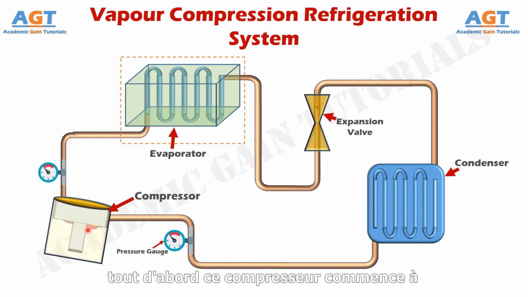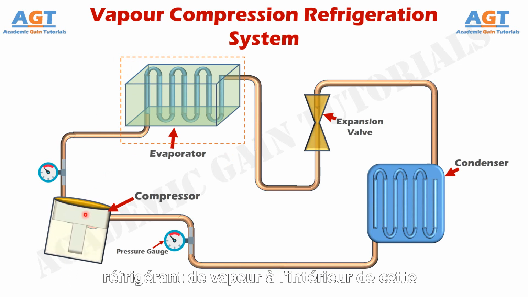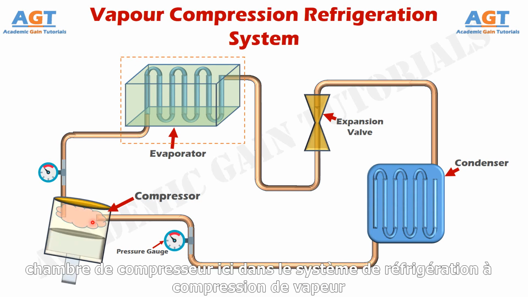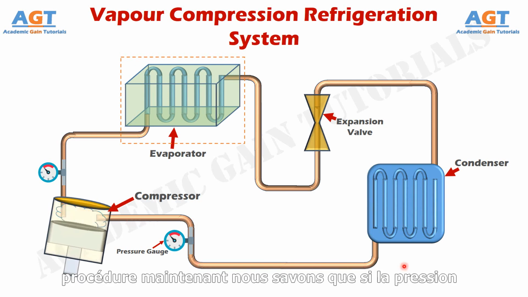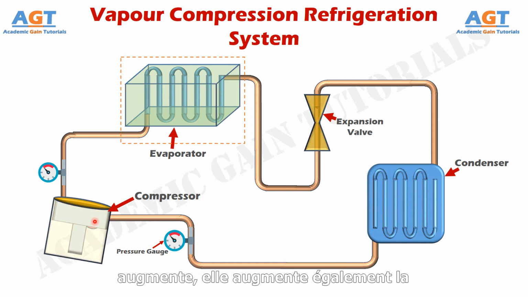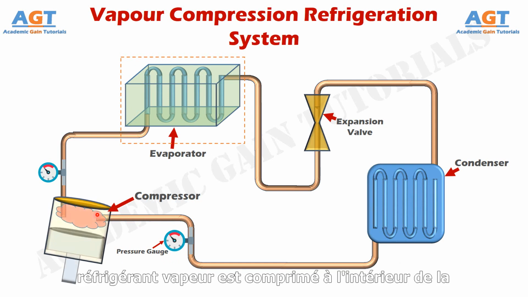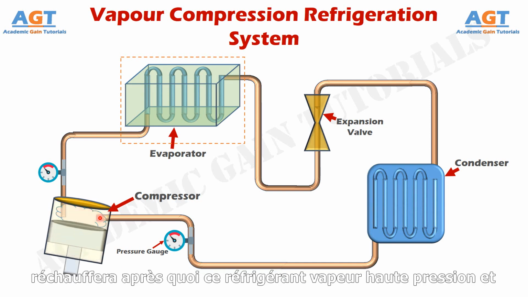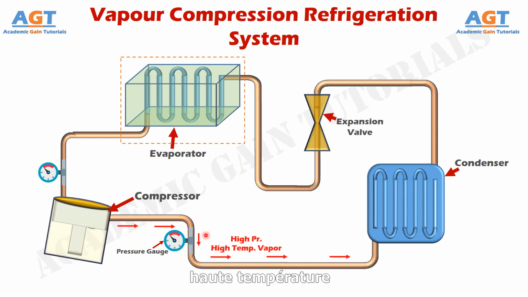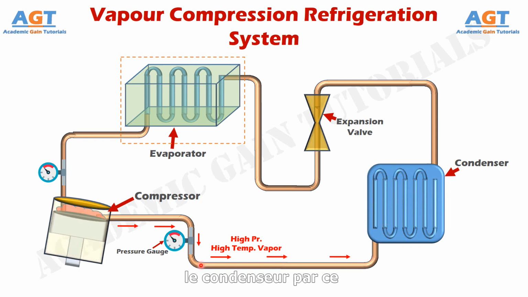First of all, this compressor starts working. The job of the compressor is to pressurize or compress the vapor refrigerant inside this compressor chamber. Here, in vapor compression refrigeration system we commonly use either ammonia or freon as a heat-carrying medium throughout the whole procedure. Now, we know that if pressure increases, it also increases the temperature. So, when this vapor refrigerant is compressed inside the compressor chamber by squeezing the vapor very tightly together, it will heat up. After that, this high pressure and high temperature vapor refrigerant will leave the compressor and will enter into the condenser through this connected pipe.